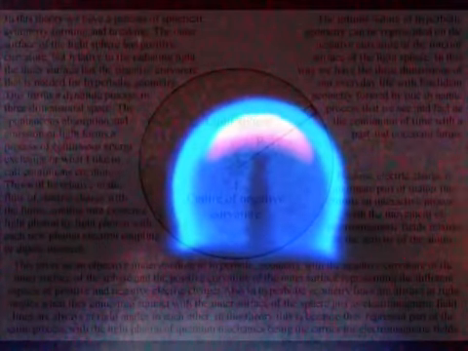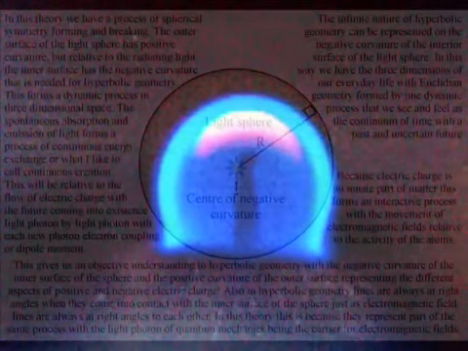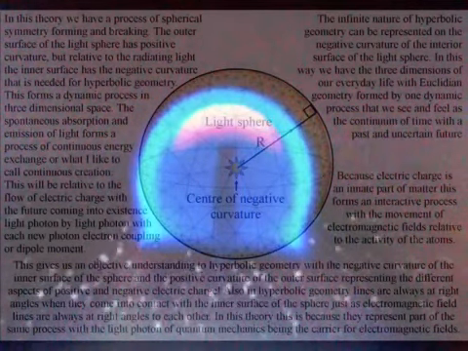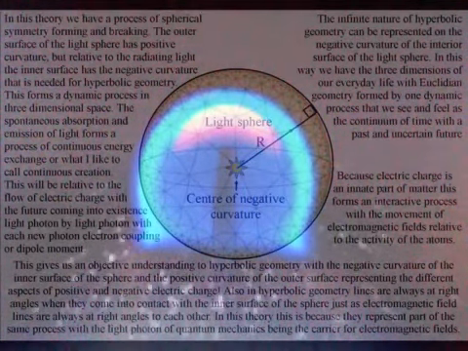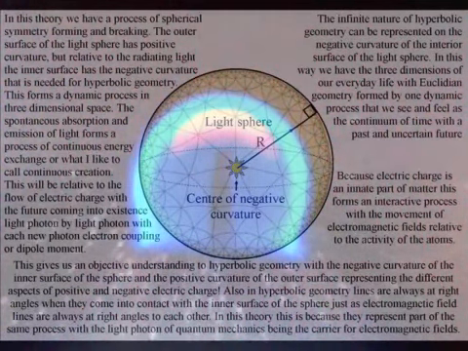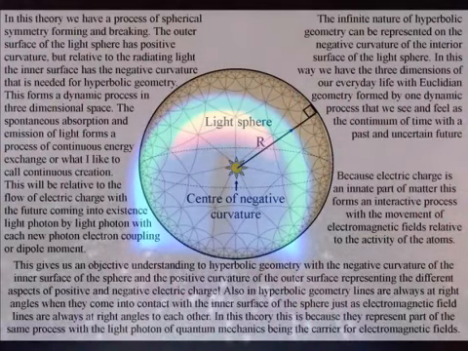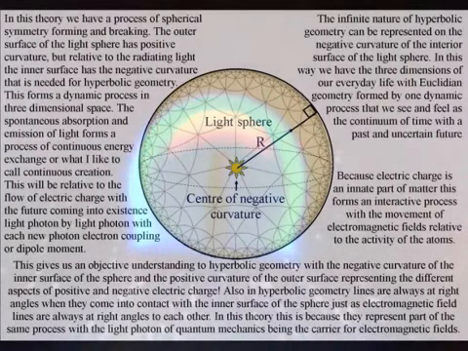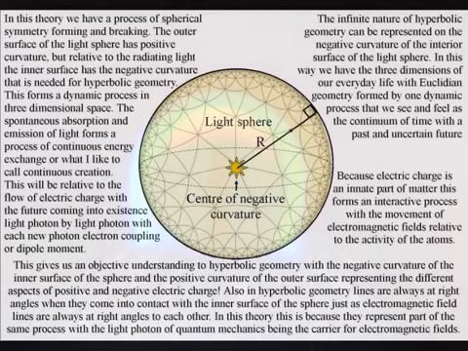In these images from the International Space Station, we can see a candle flame in almost zero gravity takes on the form of a sphere. Light radiates out in all directions, forming a sphere that is interacting with the atmosphere on the two-dimensional surface of the sphere. The outer surface of the sphere has positive curvature, but relative to the radiating light of the candle flame, the inner surface has the negative curvature that is needed for hyperbolic geometry.